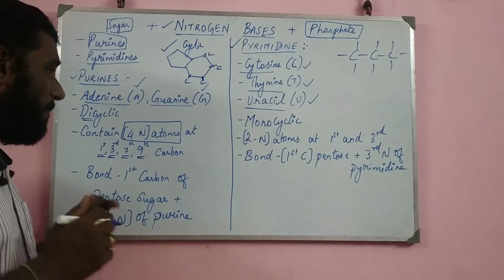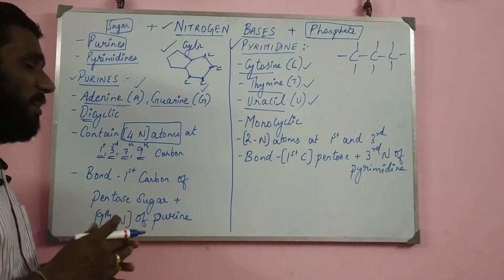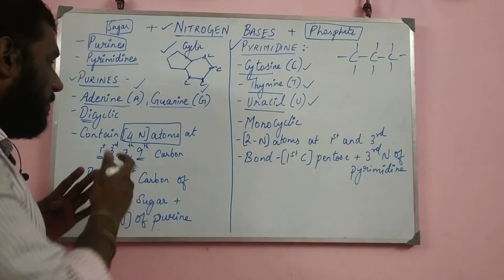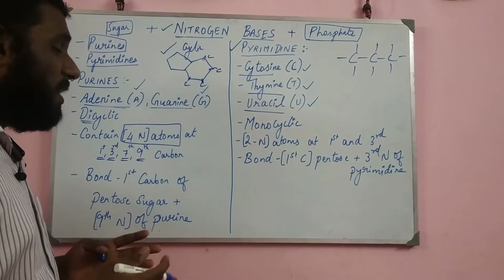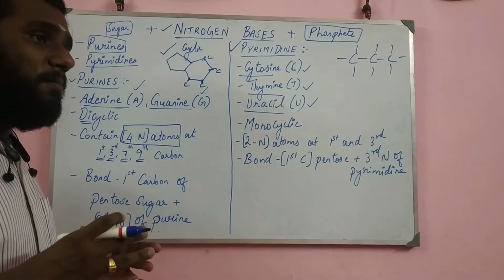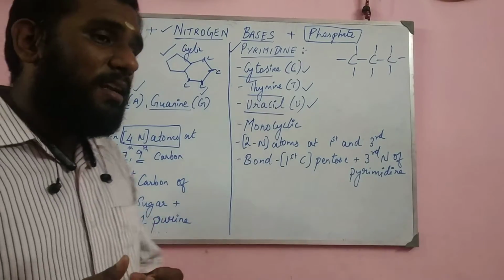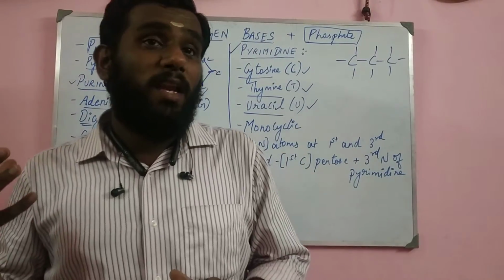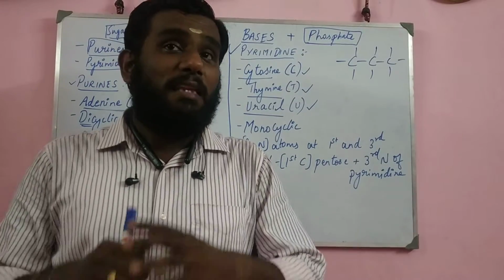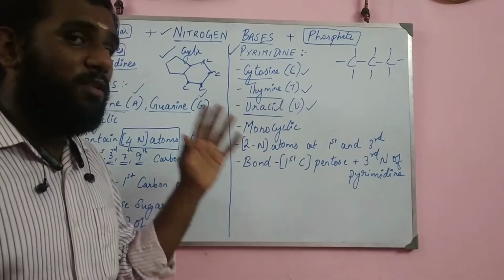You'll get to know about it when we read about the further biochemistry of the same. Now, when I say that 4 nitrogen atoms are present in these 4 positions, it is very important to know that this nitrogen plays a very crucial role in stabilizing this complex cell structure.